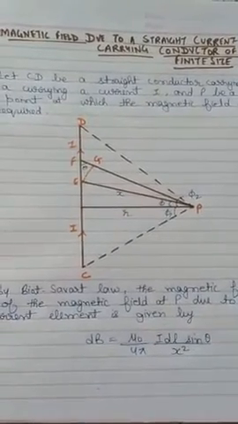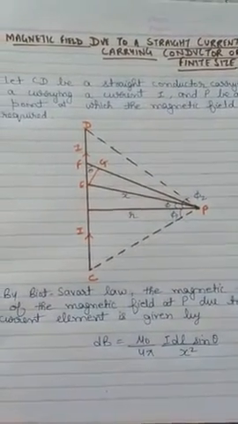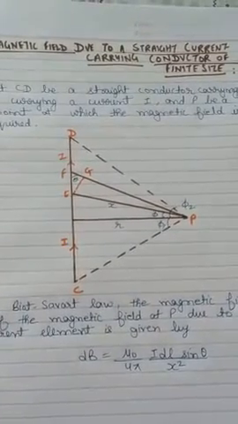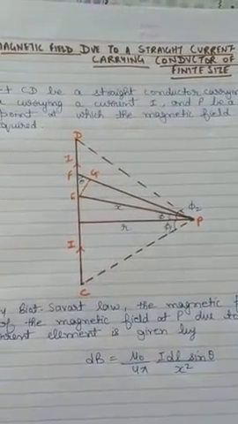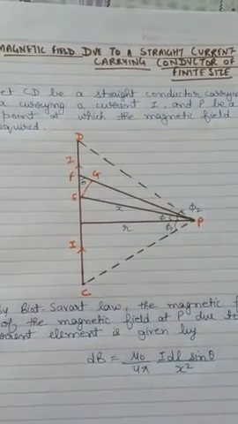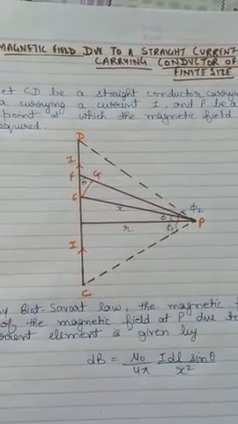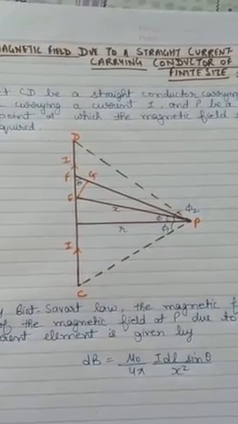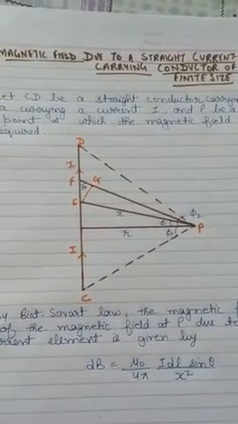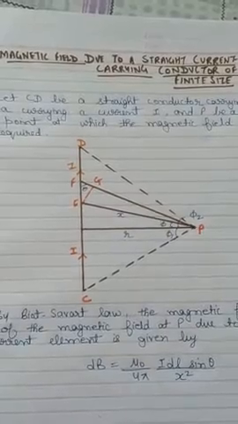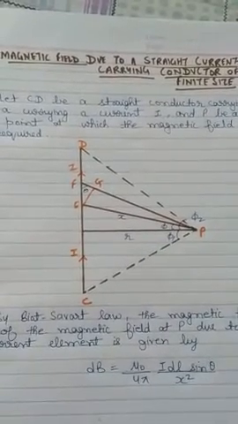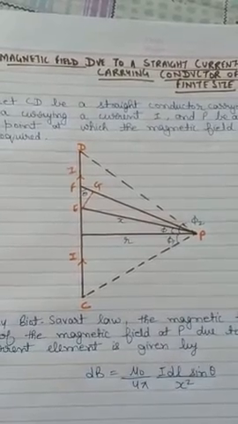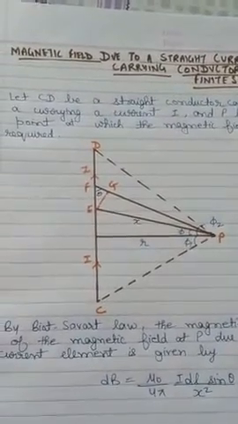Hello everyone. So today we are going to find out the magnetic field due to a straight current carrying conductor of finite size. If we have a current carrying conductor of finite size and we need to find out the magnetic field at any point P, then how will we find it? We'll use the Biot-Savart law. In the previous lecture we have seen Biot-Savart's law. So using that law we will find out the magnetic field.